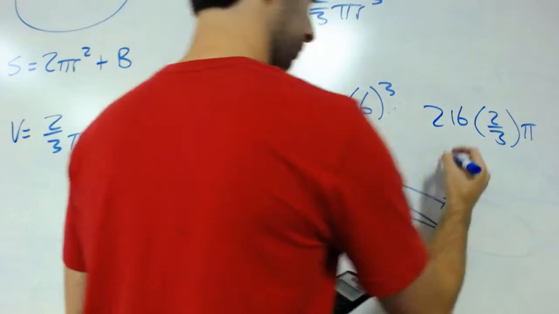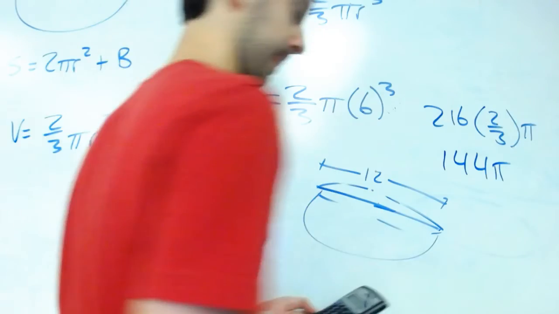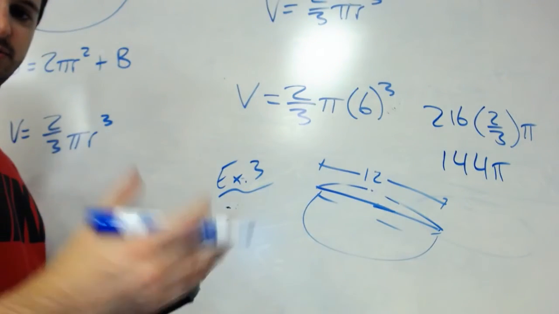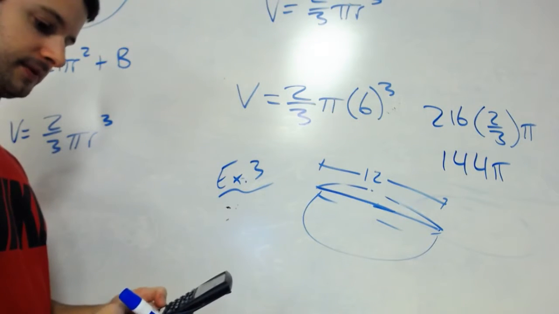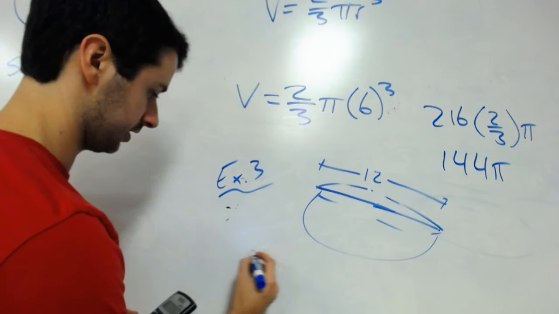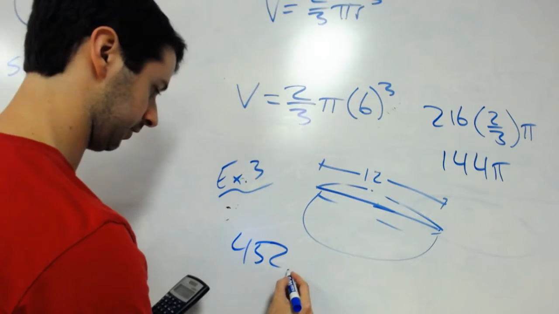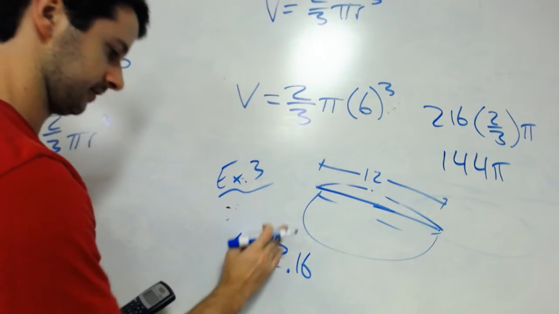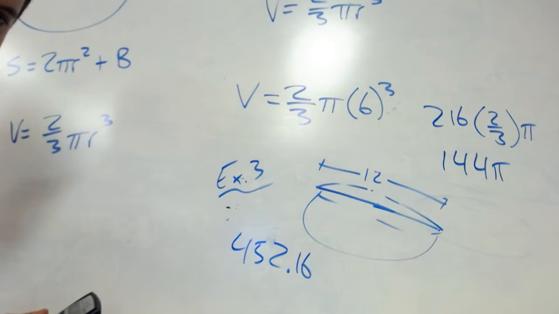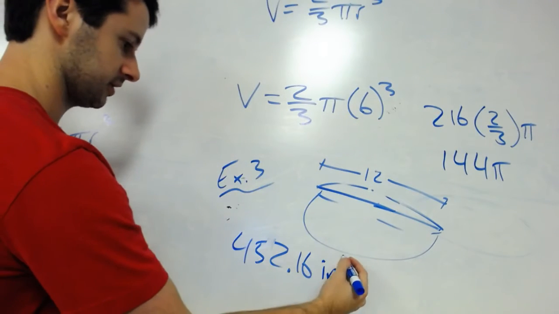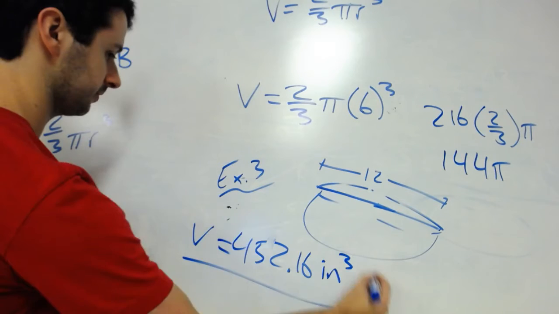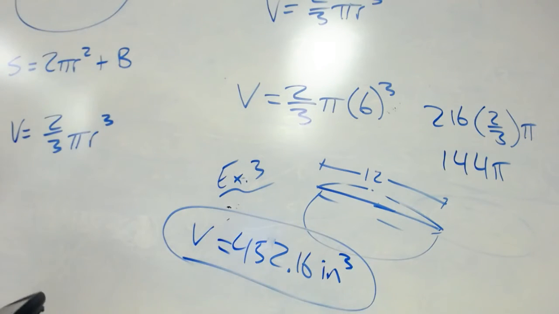Gives me 144 pi. It wants it in terms of nearest hundredth, so 144 times pi gives me 452.16. And since it's volume, that means if it's inches, inches cubed. Volume's always cubed. And that would be how you find the volume of a hemisphere. And that's how you do spheres and hemispheres overall.